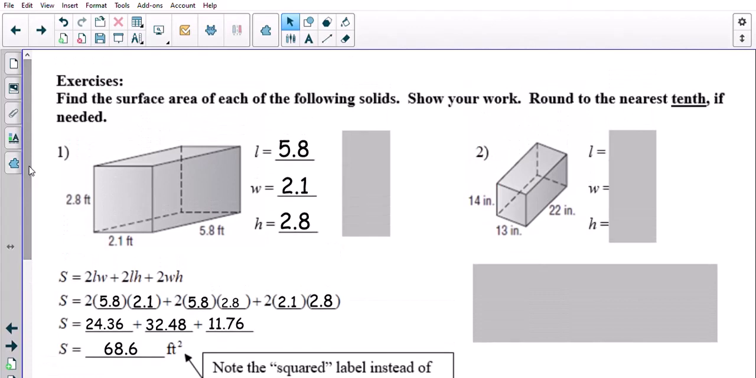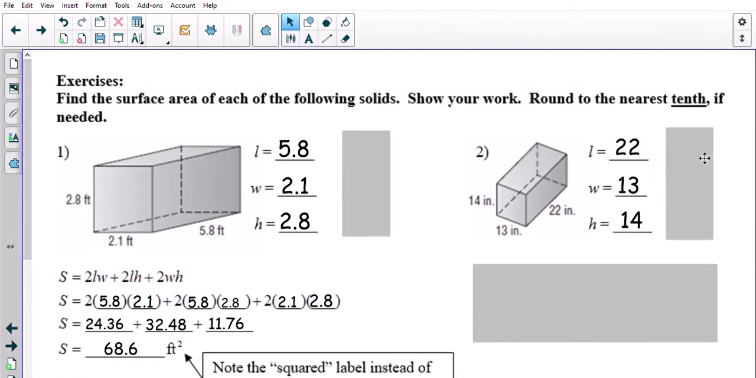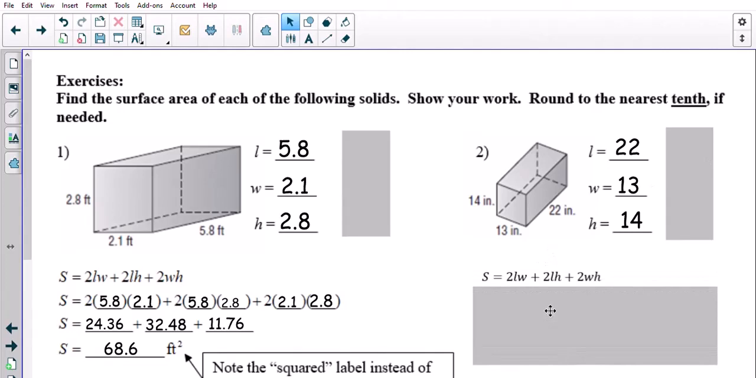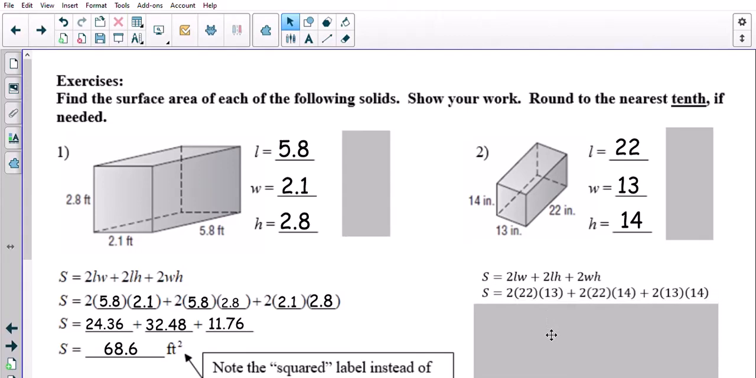Let's go ahead and take a look at question number 2. First, I chose my length, width, and height. So 22, 13, and 14. My formula is 2LW plus 2LH plus 2WH. So that will be 2 times 22 times 13, plus 2 times 22 times 14 for 2LH, and 2 times 13 times 14 for 2WH.